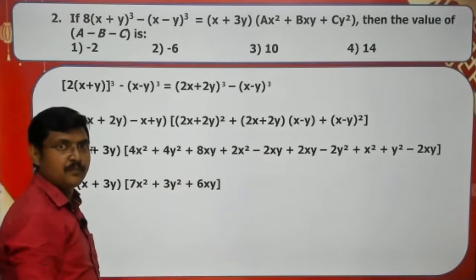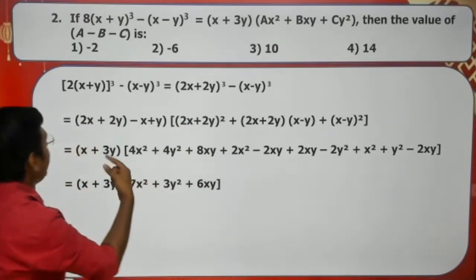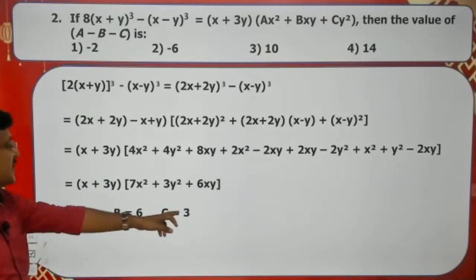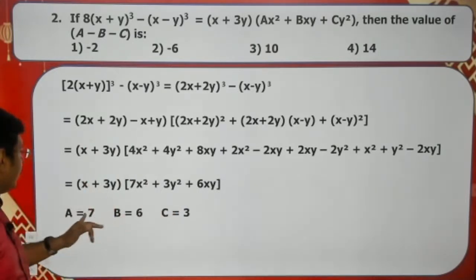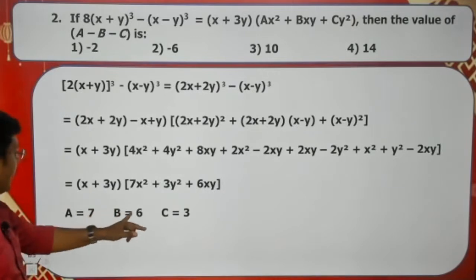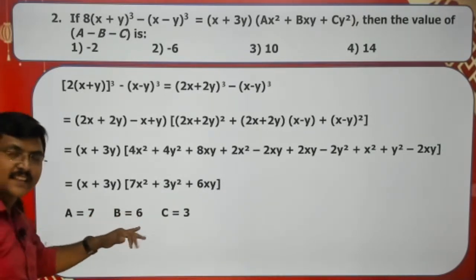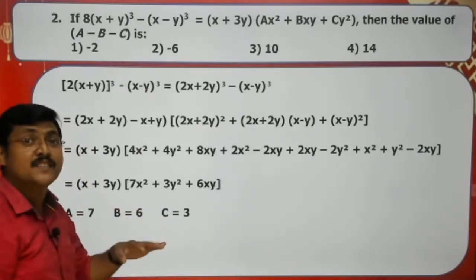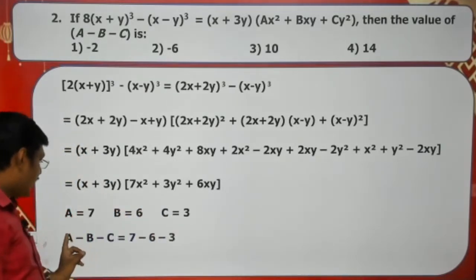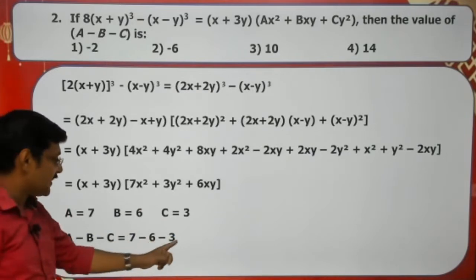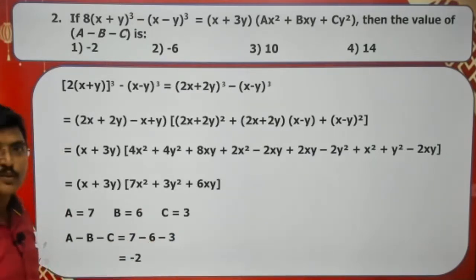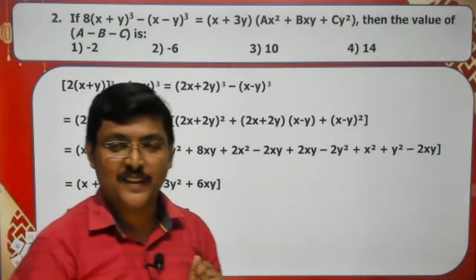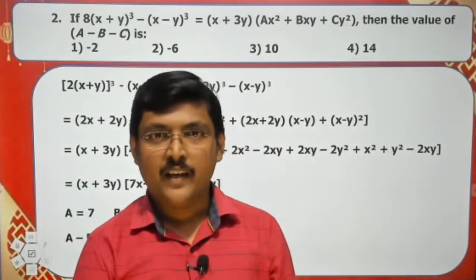After that what we need to find? We need to find a minus b minus c. So a is equal to 7, b is equal to 6, and c is equal to 3. After that, 7 minus 6, that is 1, minus 3, that is minus 2. So on solving, a minus b minus c, 7 minus 6 minus 3, is equal to minus 2. So for this question the answer is option number 1, minus 2. Okay.